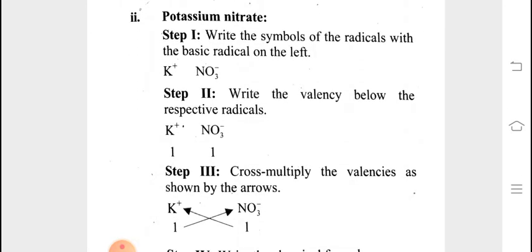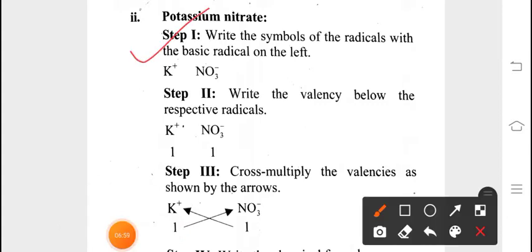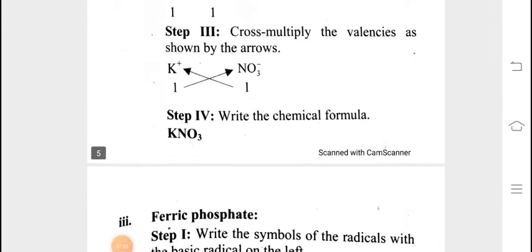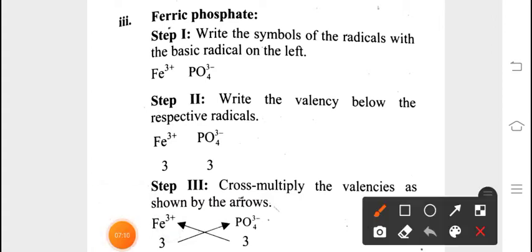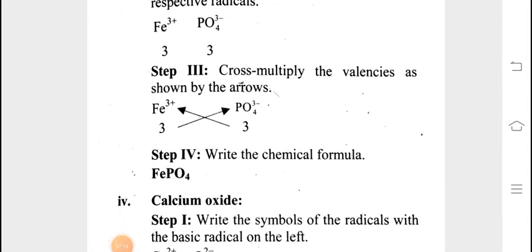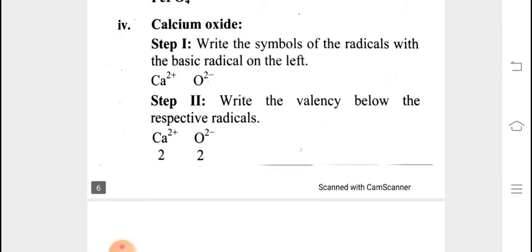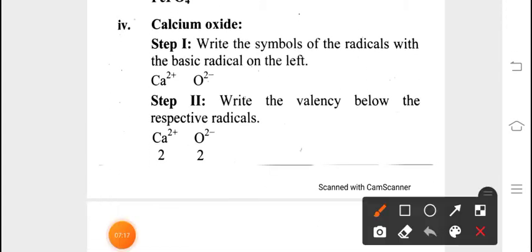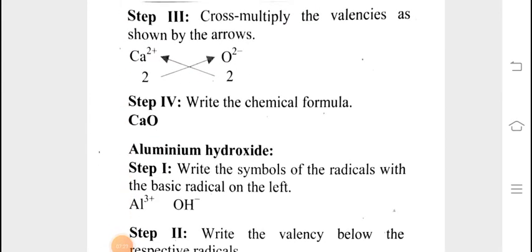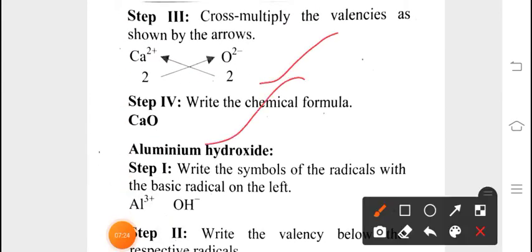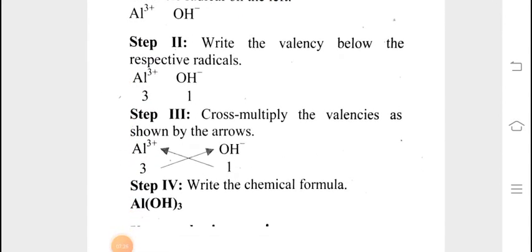Similarly, we have to solve for potassium nitrate also. Here are the steps, follow the steps, you will get the idea. Next is ferric phosphate. These are the steps, follow your steps. Next is calcium oxide. Again steps are given over there, just follow the steps, you will get an idea. If you still have any doubt, just WhatsApp me, I will solve each and every doubt of yours.